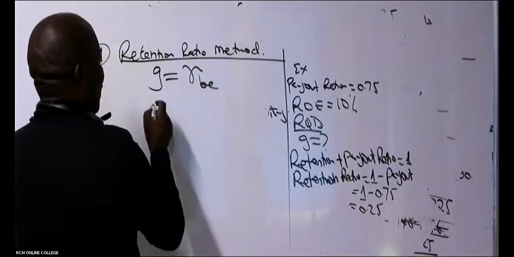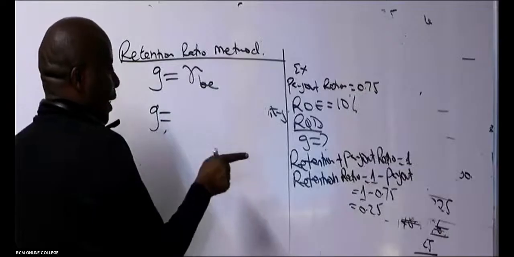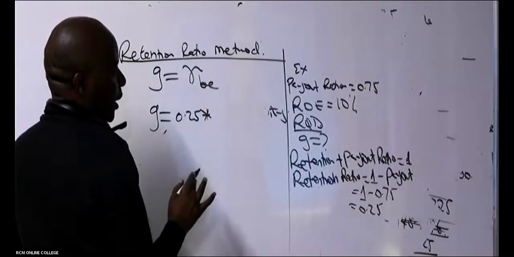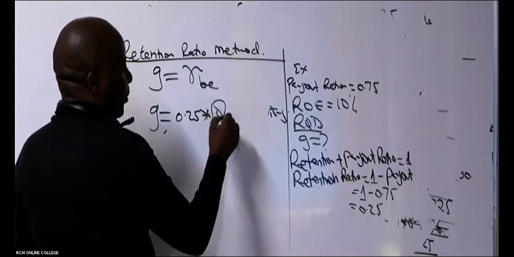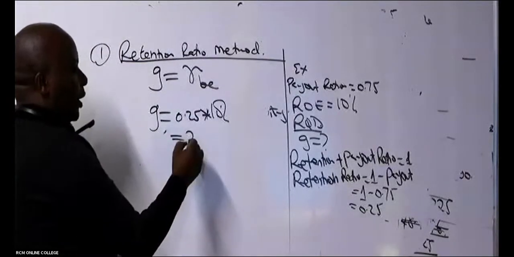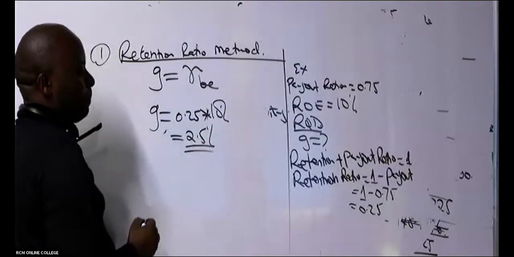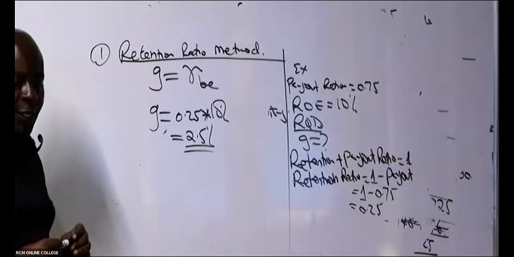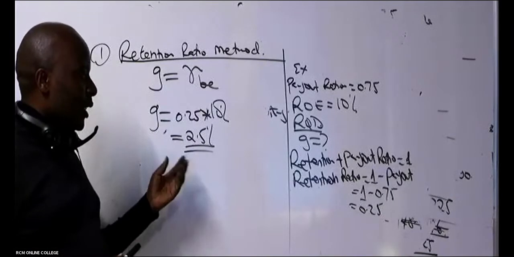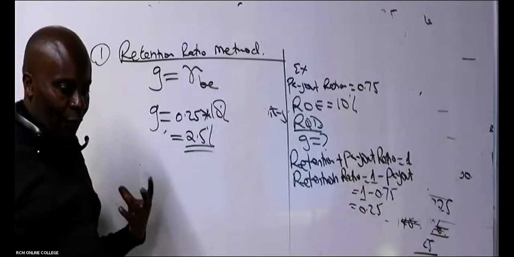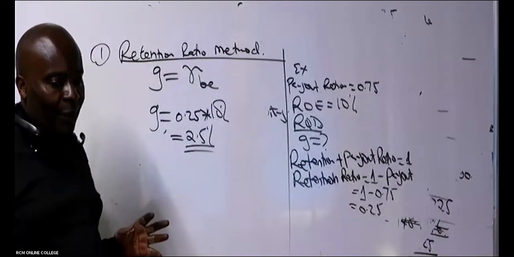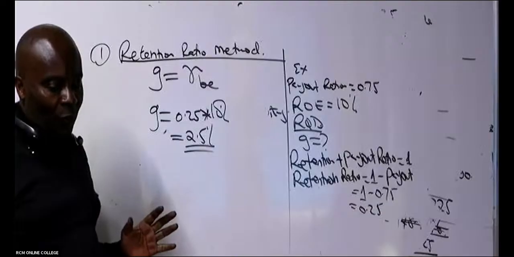Which says that our growth rate equals the retention, 0.25, multiplied by our return on equity, which is 10%. Can somebody confirm to me that this will end up giving us 2.5%? You can say 0.25 times 0.1, whatever answer you get times 100, it'll end up giving us 2.5%. Is that okay, ladies and gentlemen, for all of us?